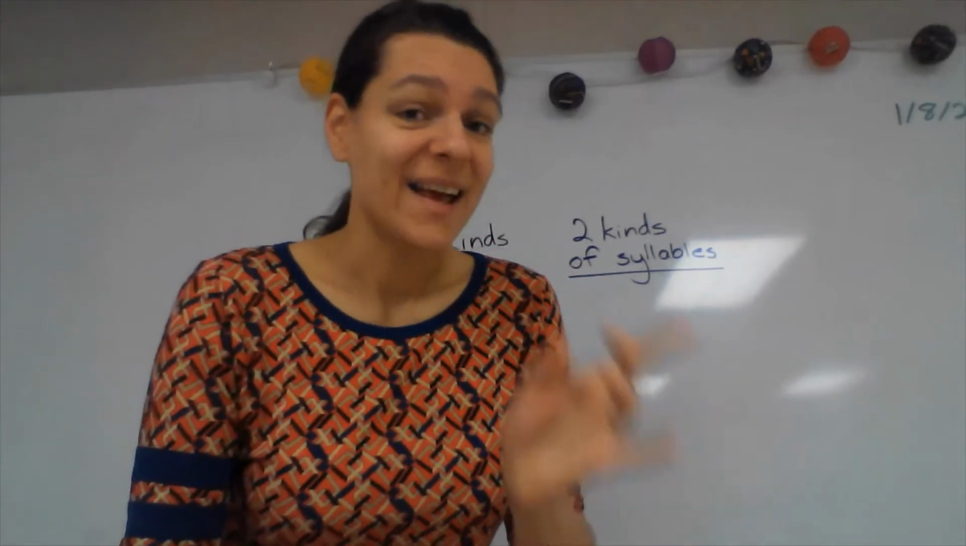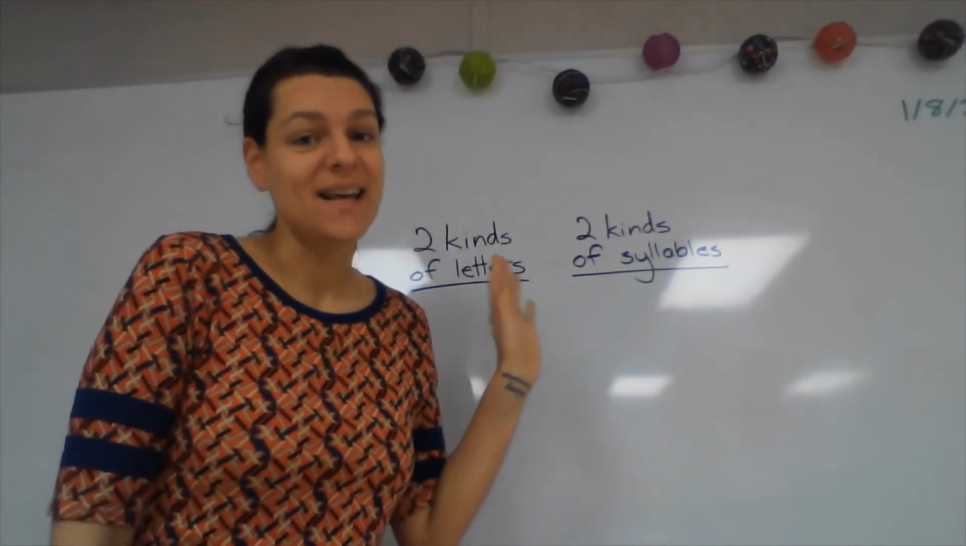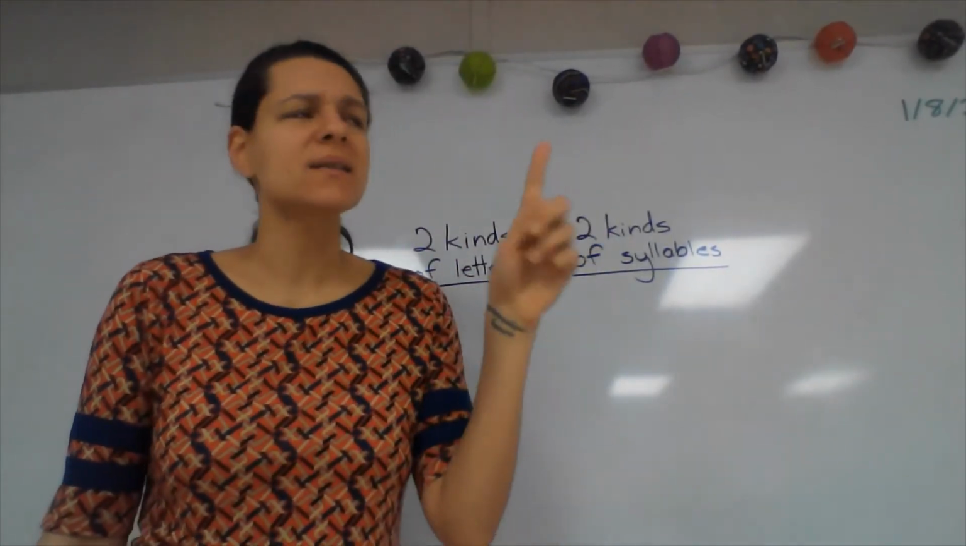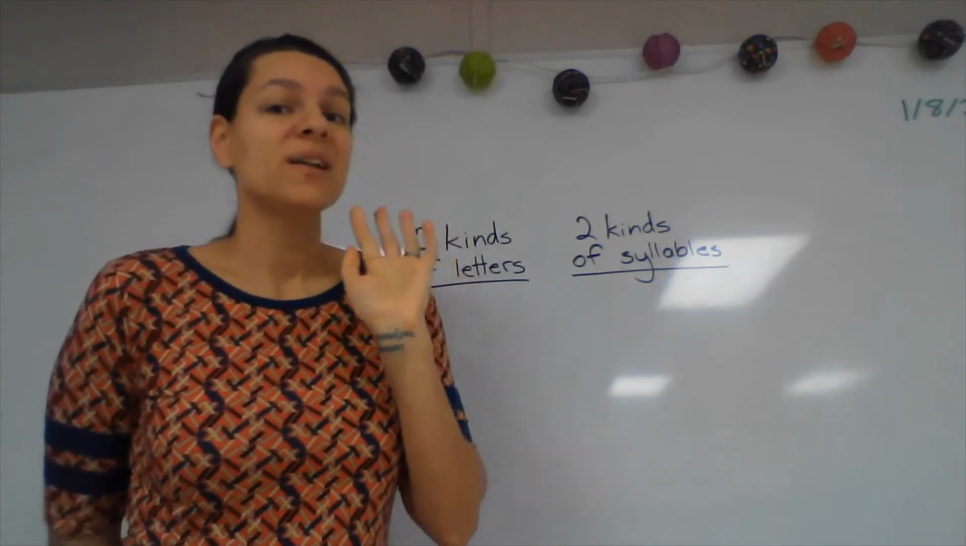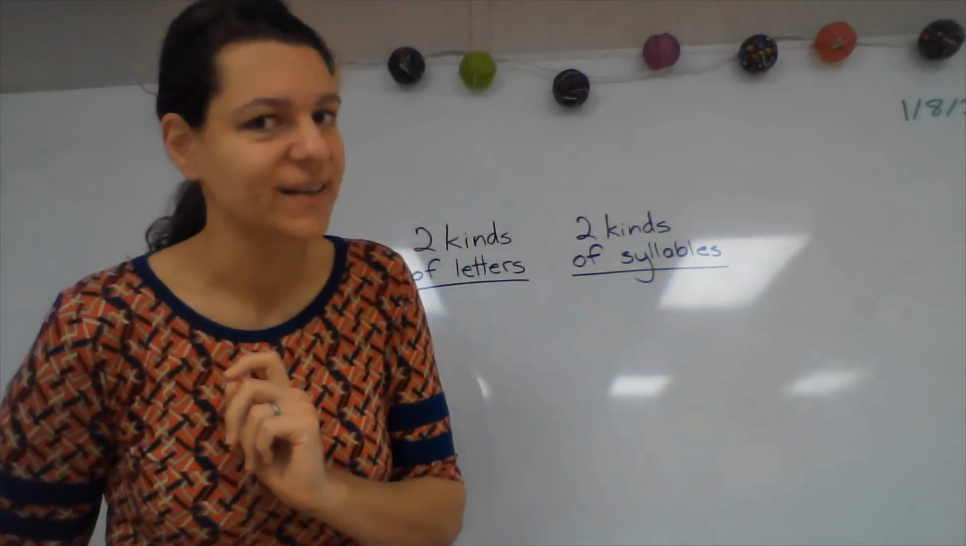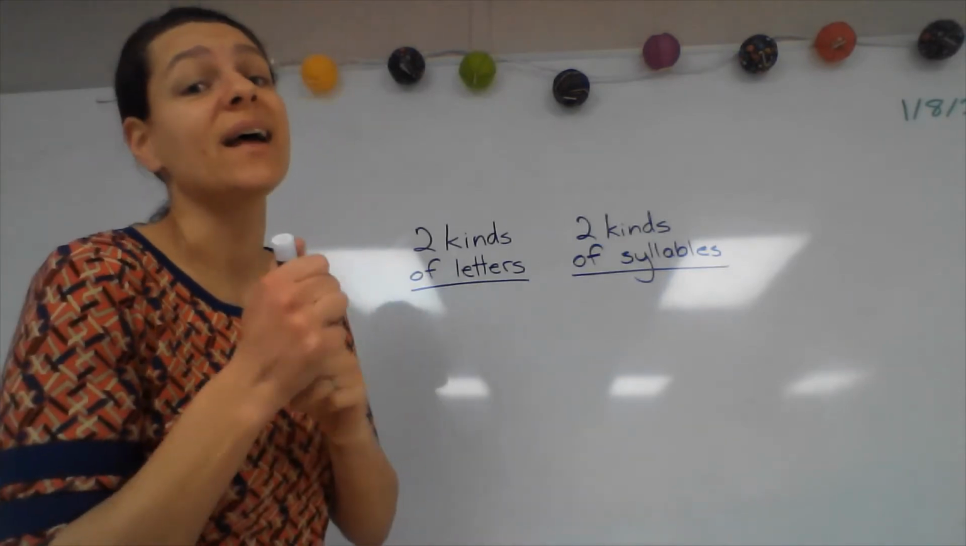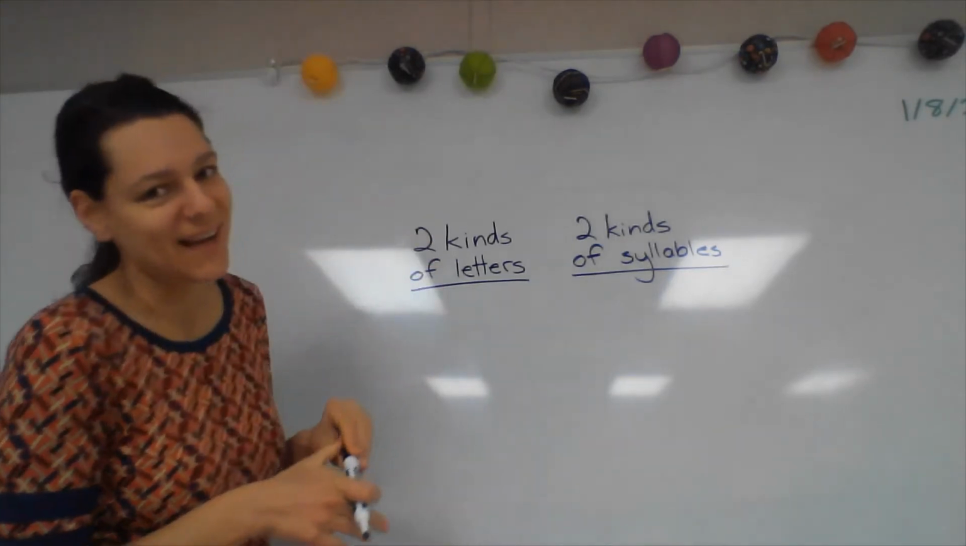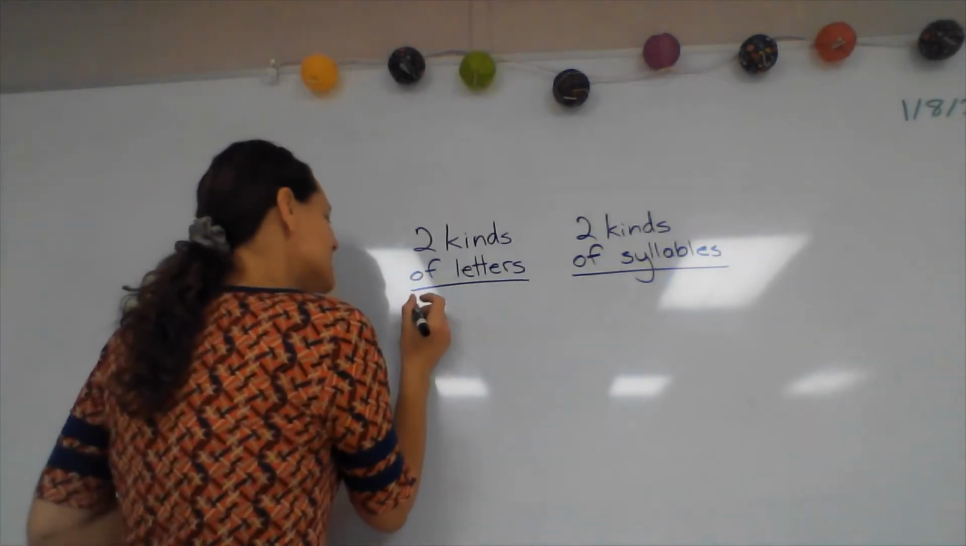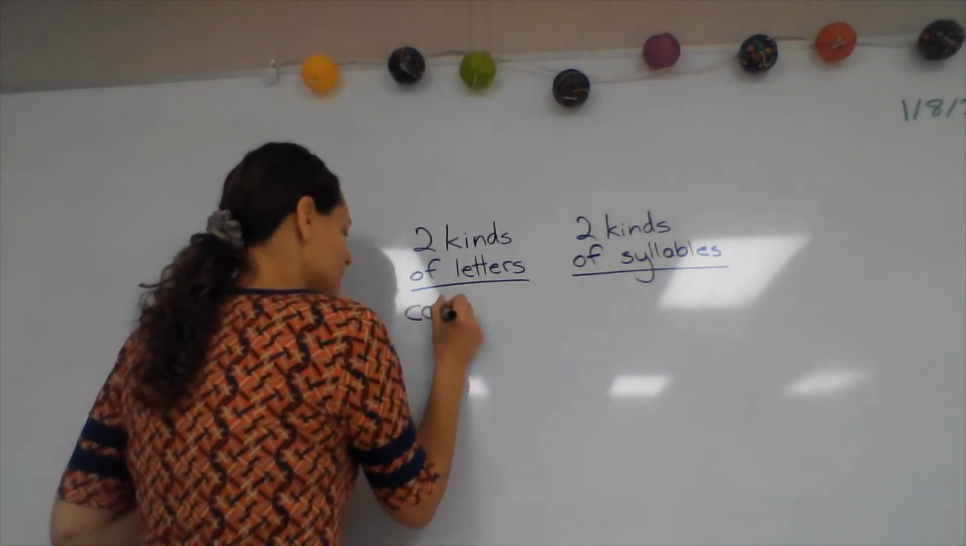All right, that is a consonant. That's one of our kinds of letters. What's our other kind of letter? Not a consonant, but a good vowel. All right, our two kinds of letters are consonants and vowels.